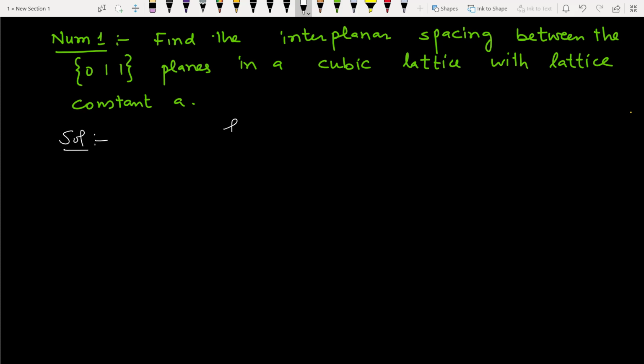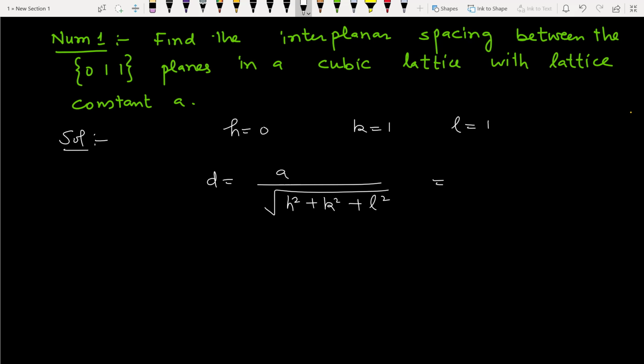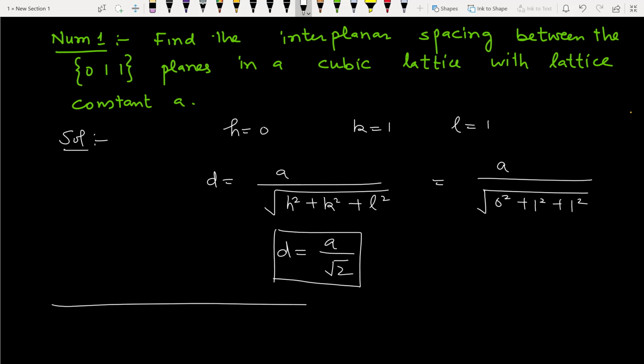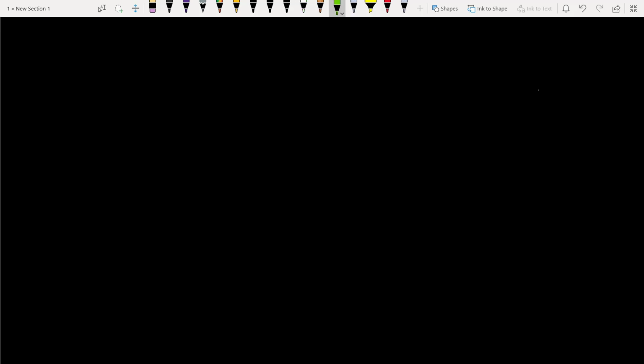So the solution is H is equal to 0, K is equal to 1, L is equal to 1. So D is equal to A divided by square root of H square plus K square plus L square. So it is 0 square, 1 square, 1 square. So D will be A divided by square root of 2. So this is the spacing between two parallel planes having Miller indices 0, 1, 1.